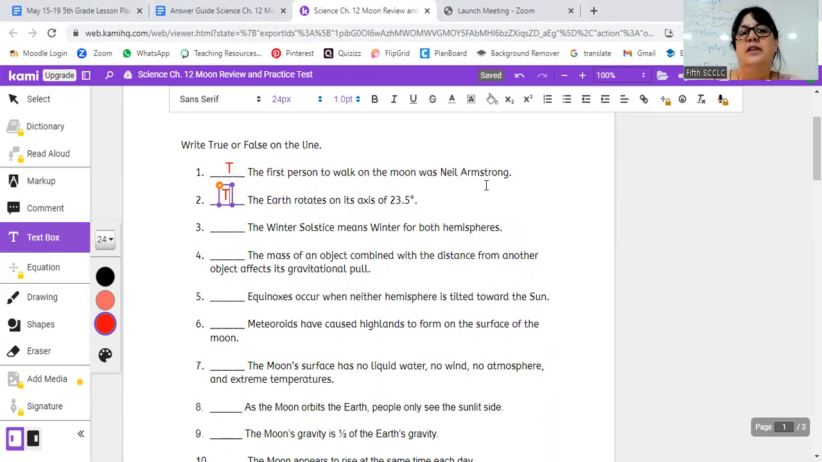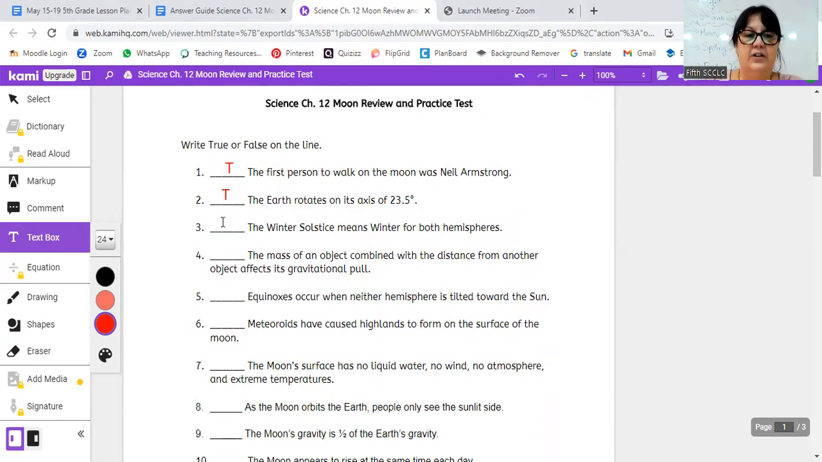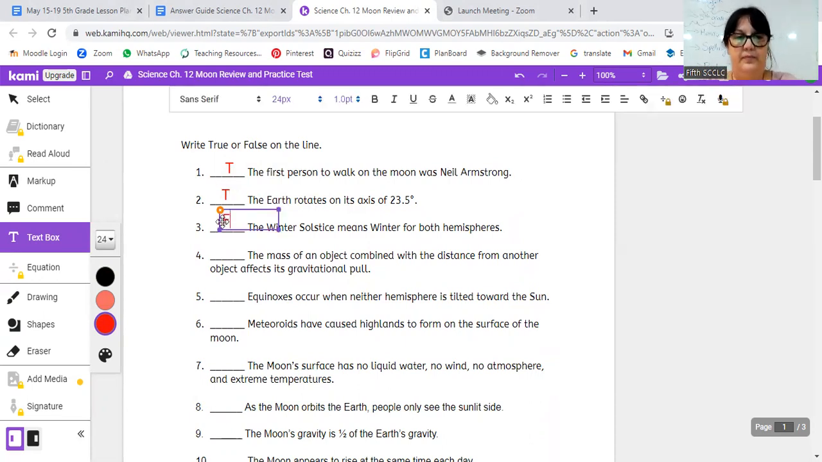I'll wait. If we don't get through it, then you won't have the information. Matthias? Okay, well, the winter solstice means winter for both hemispheres. That is false. You are correct. Okay, it only means that it's winter in one hemisphere at a time, right?